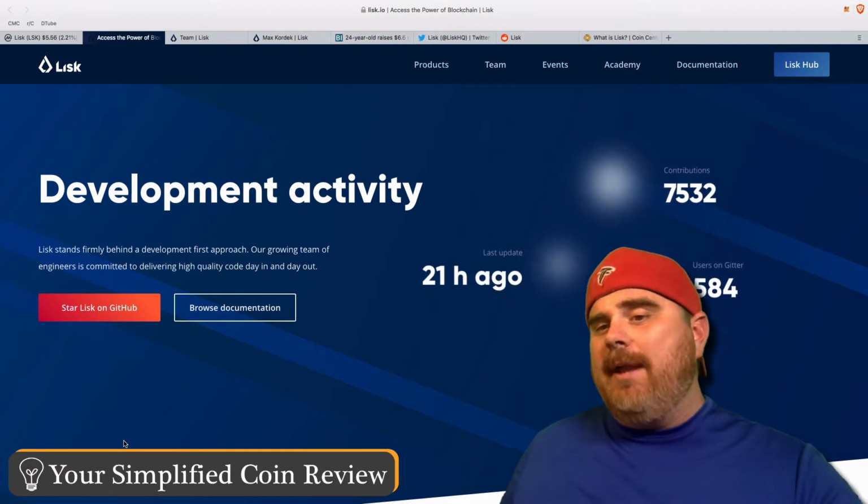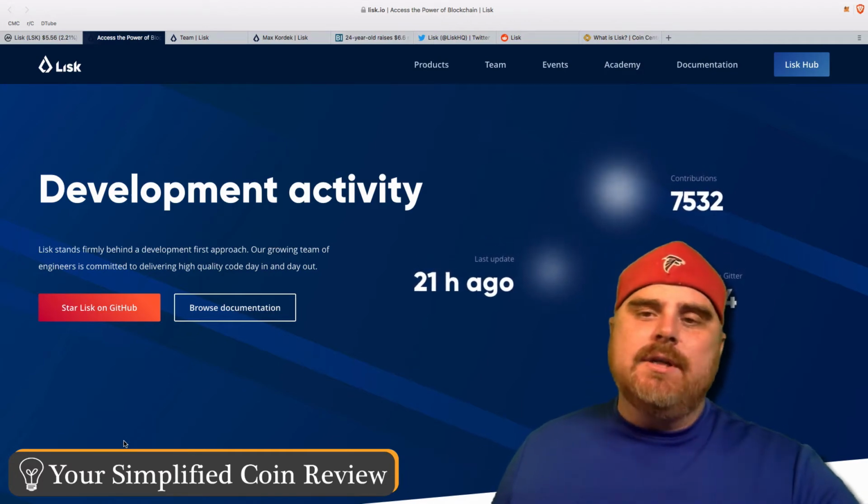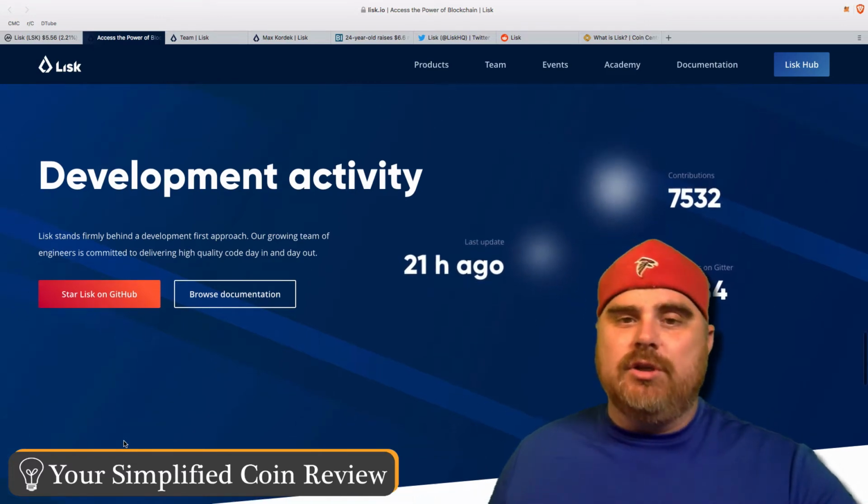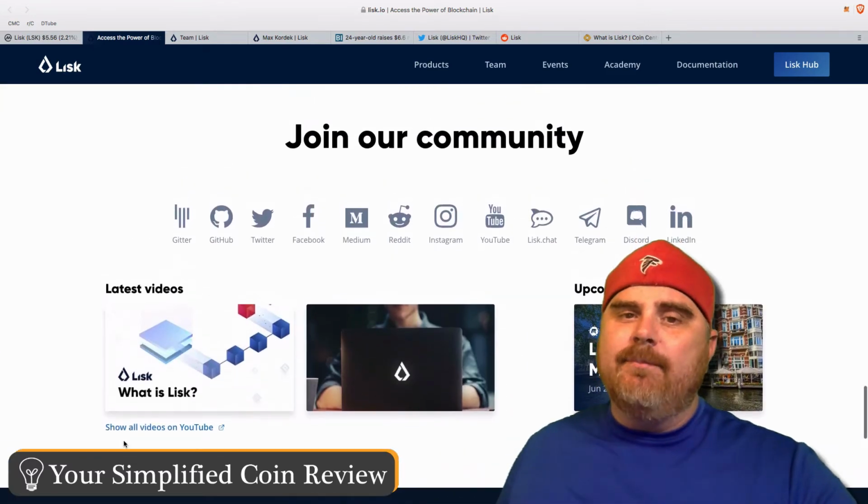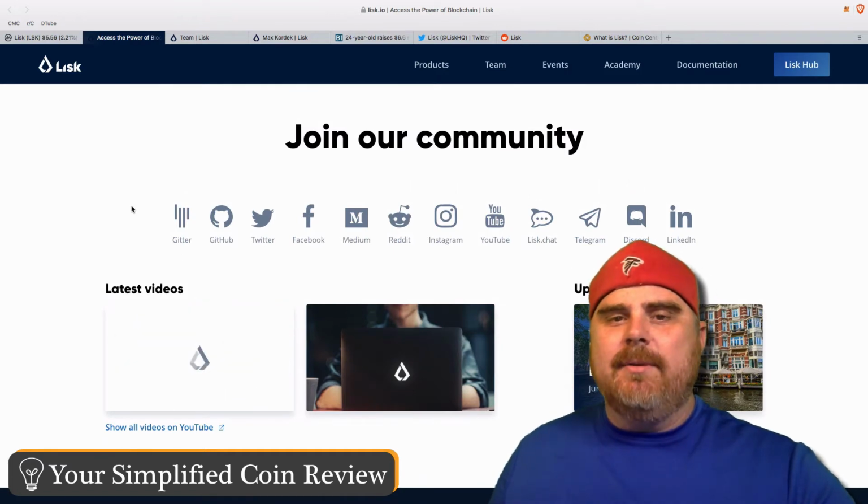So a lot of people have been building on the Lisk platform. Between their GitHub and Gitter accounts, they've had more than 8,000 contributions. So it is pretty active. They have a pretty strong community. We will look at some of that in just a second.